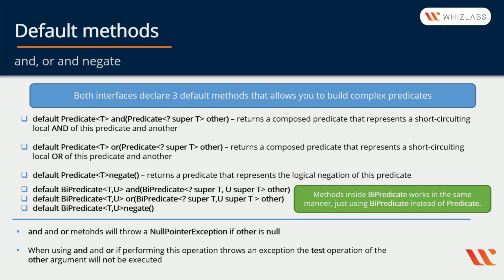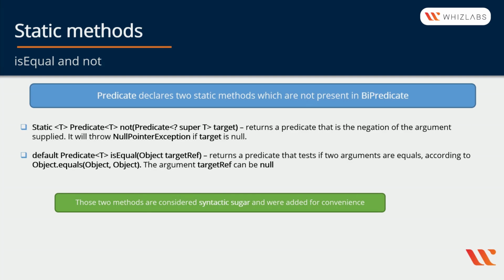Now, BiPredicate's and, or, and negate methods work in the same manner, but their return type is BiPredicate, as well as the argument they expect. The and and or methods will throw a NullPointerException if the argument other is null. That's for both interfaces. When using and or or, if performing this operation throws an exception, the test operation of the other argument will not be executed.